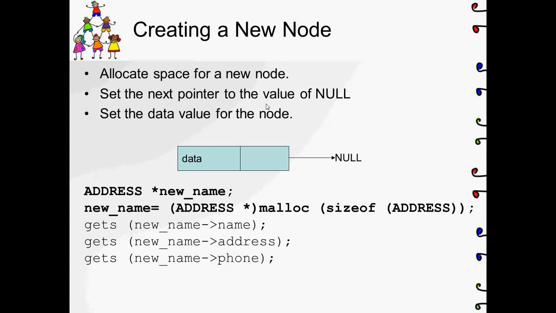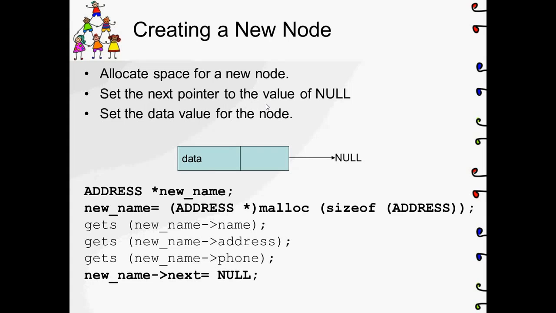Then we'll get the data. What are the data? Name, address, and phone number. And finally we'll set the next to null. That's it, a very simple and straightforward thing. But watch it clearly. Since it's a pointer, we use an arrow mark. Look at all those things and then try to understand.